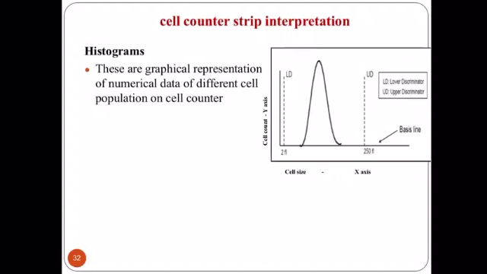The histogram is a graphical representation of the numerical data of the different cell populations in the cell counter. In the histogram, the y-axis represents the cell count, while the x-axis represents the cell size. In the graph, you can see the LD lower discriminator, UD upper discriminator, baseline, and a curve. So we will see them one by one.